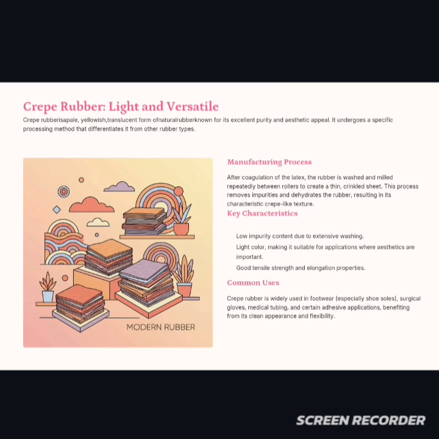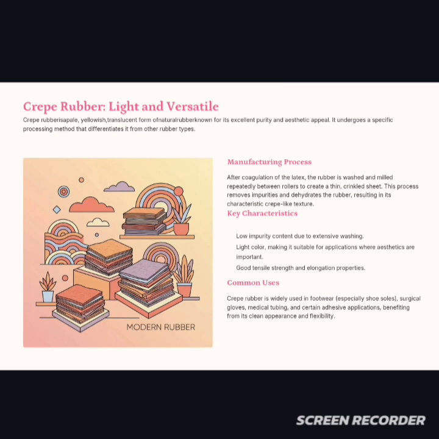Crepe rubber, light and versatile. Crepe rubber is a yellowish, translucent form of natural rubber known for its excellent purity and aesthetic appeal. It undergoes a specific processing method that differentiates it from other rubber types.